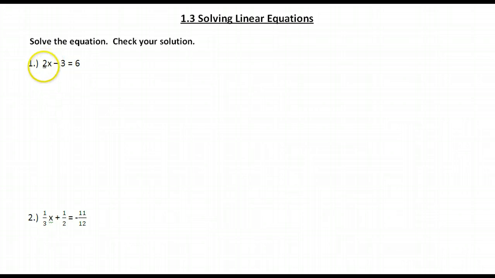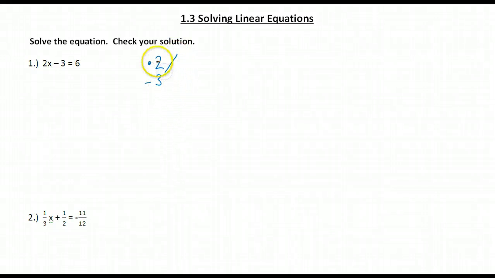Well, if we look at this 2, the operation between this 2 and this x is multiplication. If we look at this 3, the operation between the x and the 3 is subtraction. Now, to undo the order of operations, I need to look at the inverse operations for each one of these.